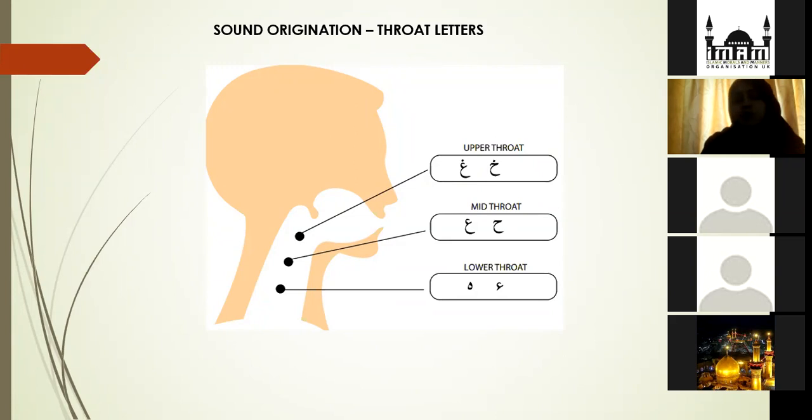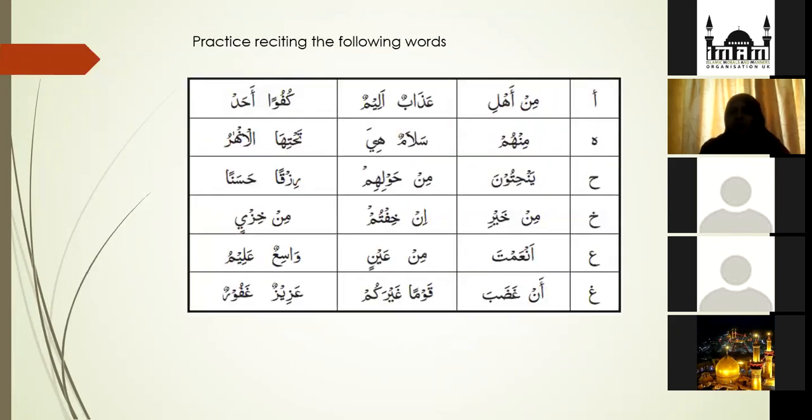So if you memorize them this way, these are pairs: ha and kha are a pair, and ayn and ghain are a pair. The ones without the dot are the ones that come from the middle of the throat, and the ones with the dot come from the upper part of your throat. And the lower part is the letter hamza and the ha. So we have some examples here.